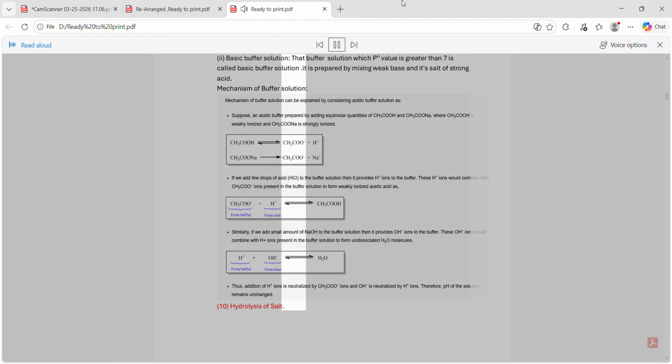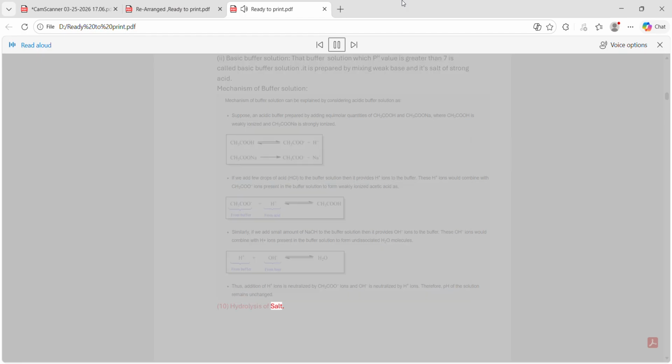Mechanism of buffer solution. 10. Hydrolysis of salt. ANS. When salt is dissolved in water to give corresponding acid and base, it is called hydrolysis of salt. It is the reverse reaction of acid and base / neutralization reaction.